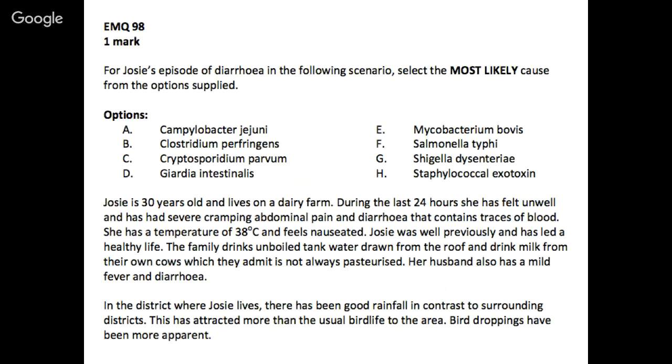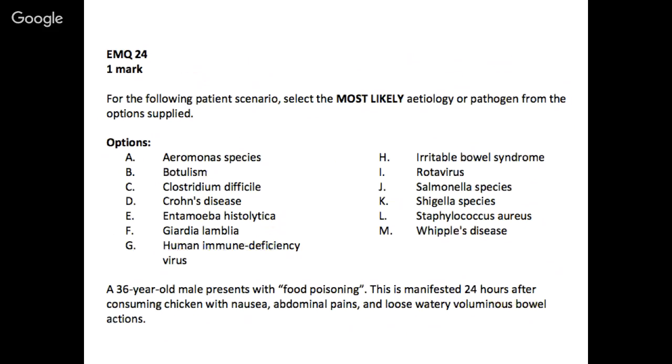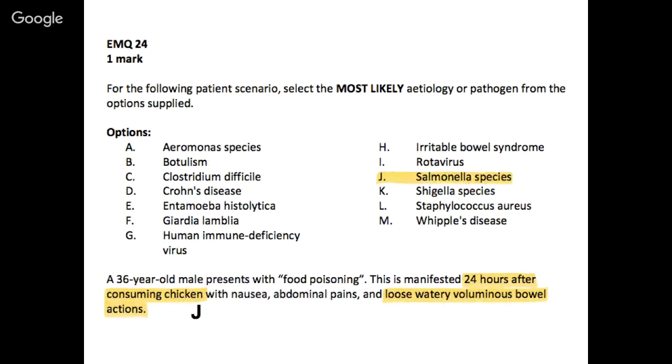We talked about bird droppings. Also lives on a dairy farm, so the milk is not always pasteurized. Now just remember which one it is. Anyone? Campylobacter? Okay. Chicken. Gets easy, doesn't it?